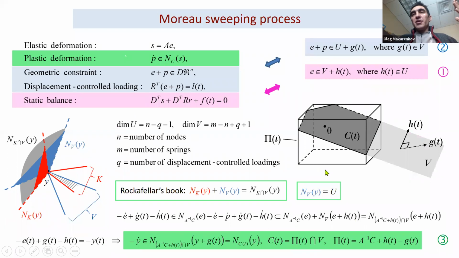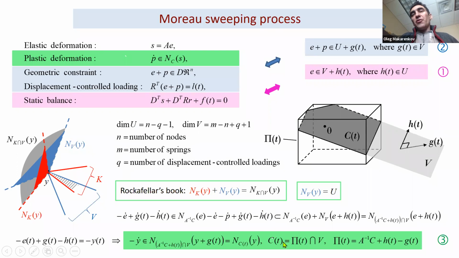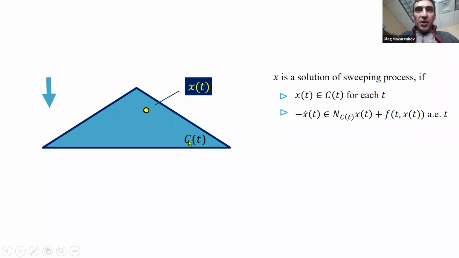Okay, it's illustrated here. So here is the parallelepiped intersected by some plane capital V. And this parallelepiped is moving. Okay, this brief illustration gives you the sense of how solutions of the sweeping process behave. So think of this triangle as this C of t, the moving constraint. The moving constraint, capital C of t, is this triangle here. It's written actually, very good, C of t.